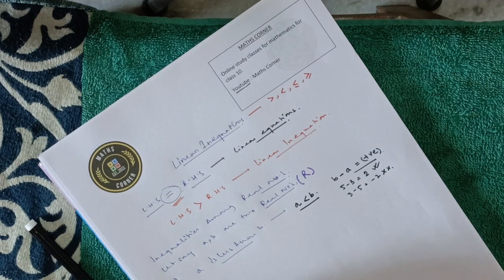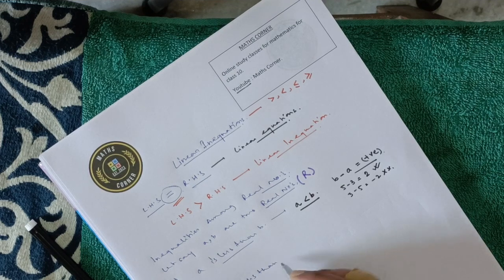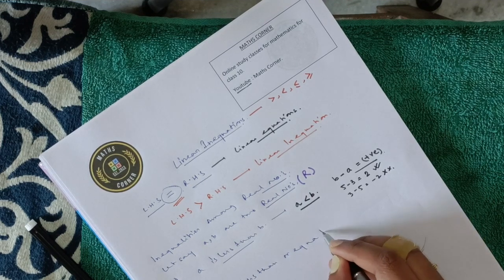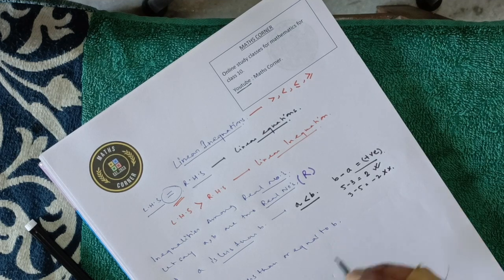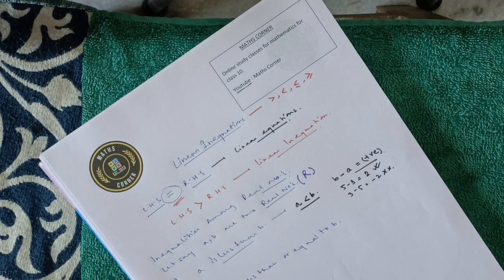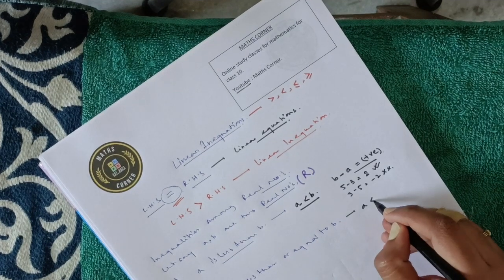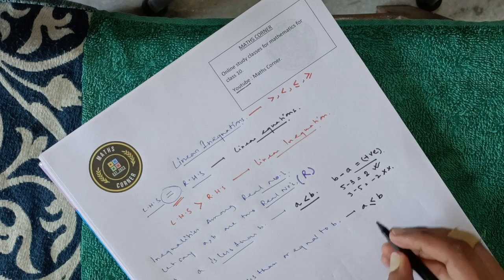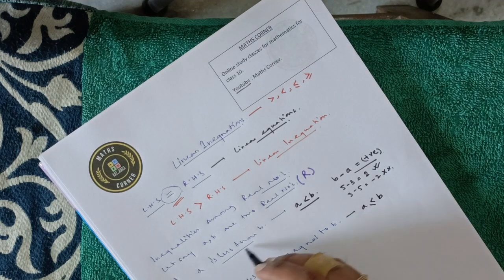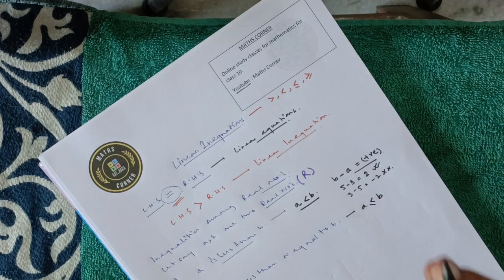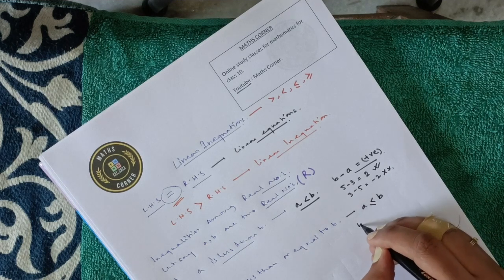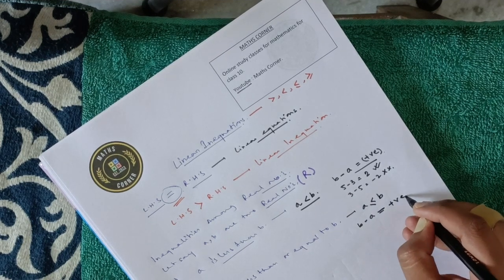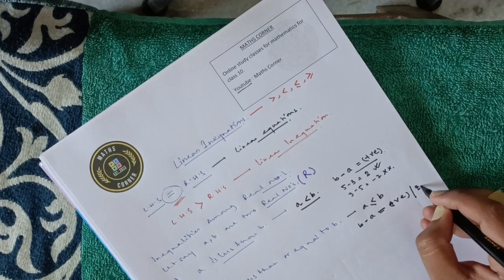Then we will come to the second. If A is less than or equal to B, how can it be written? It can be written as A less than equal to B. For A less than B, B minus A was positive. For A less than equal to B, B minus A will be positive or 0.